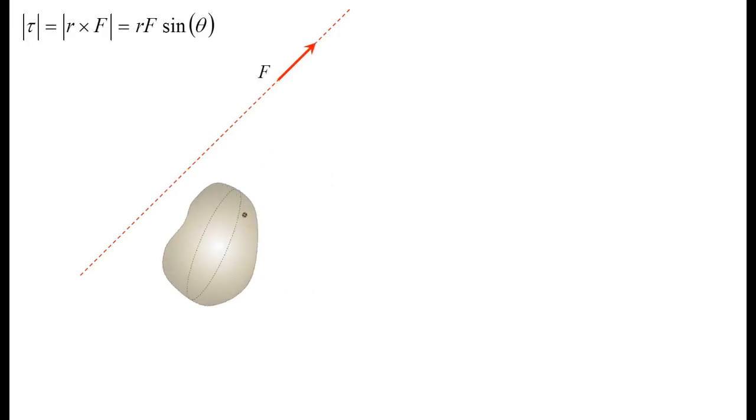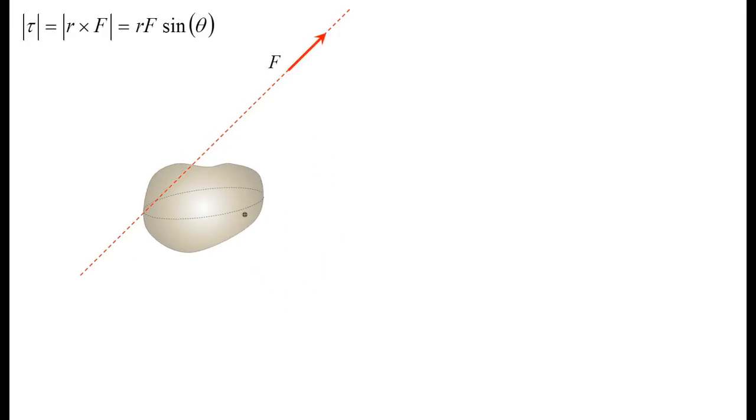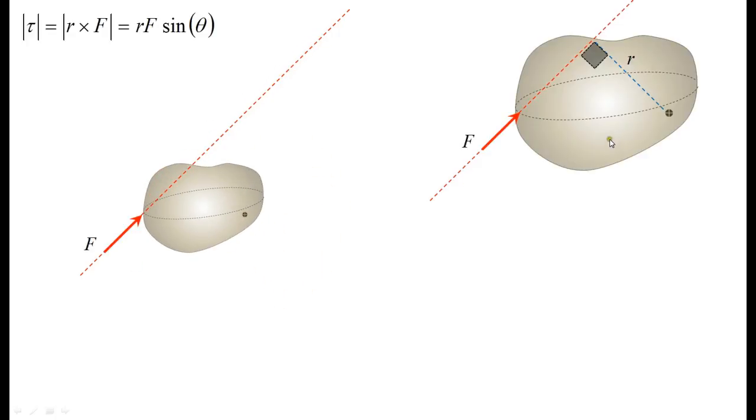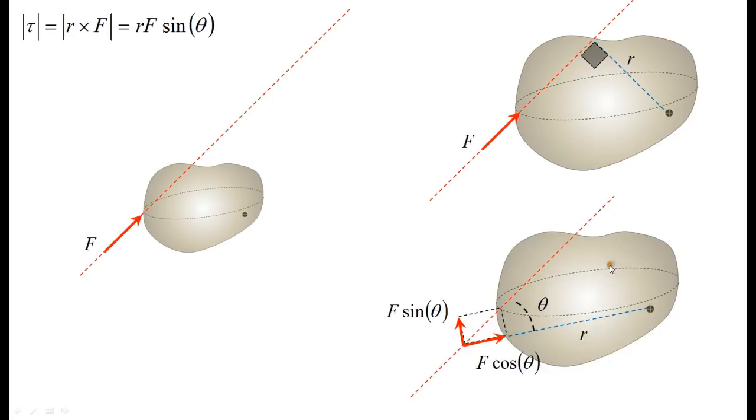It will rotate about this point. What we always want with these rotations is the shortest distance from the point of rotation to the line of action of the force. And the shortest distance is a line that makes 90 degrees. This is why the distance and the force need to be at 90 degrees from each other. Or we can break down the force into components and find a component that makes 90 degrees with this distance.